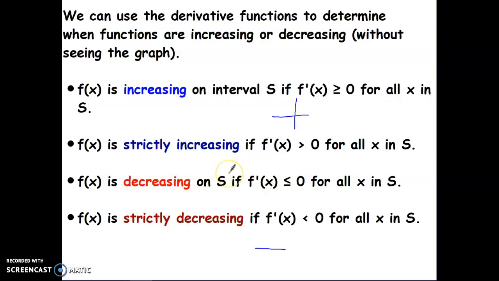So in general, if the sign of the derivative is positive, my graph is going to be increasing, thinking of that in our minds as strictly increasing. And if the value of the derivative is negative, then the function is decreasing, thinking of that in our minds as strictly decreasing.